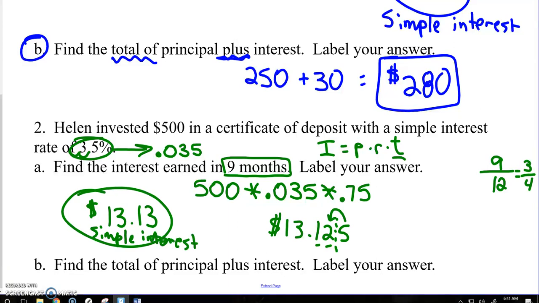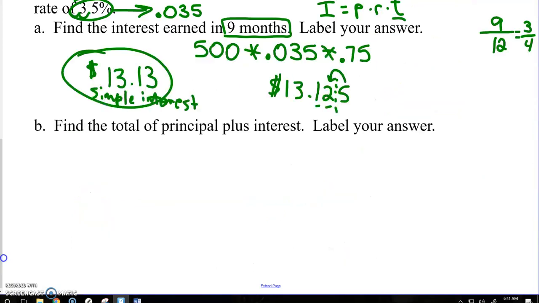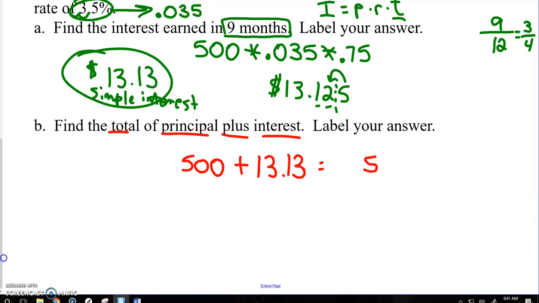And again, we got to read the question. Part A says find that interest. So we did. Part B, total of the principal plus the interest. The principal was $500 that Helen used, plus the interest we determined is $13.13. Put it together. We got $513.13, and we labeled it.